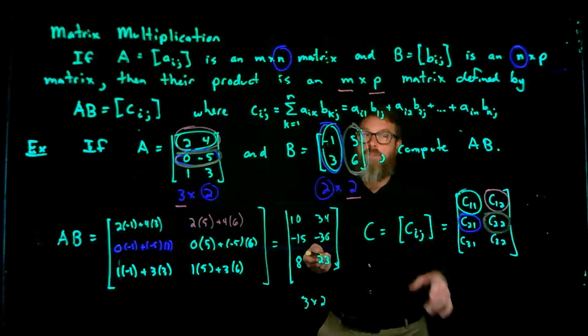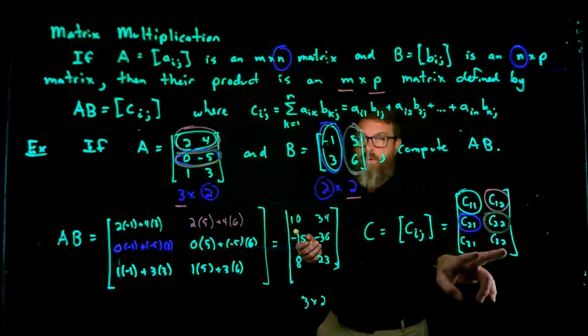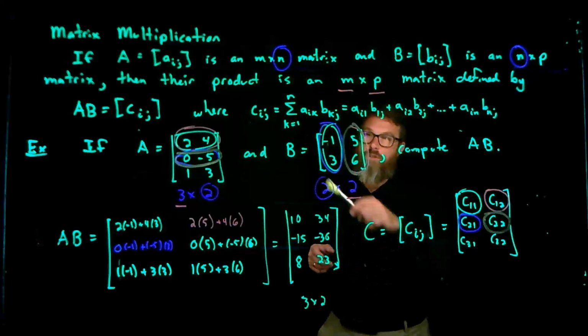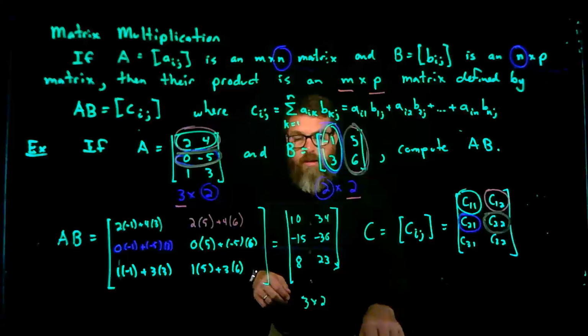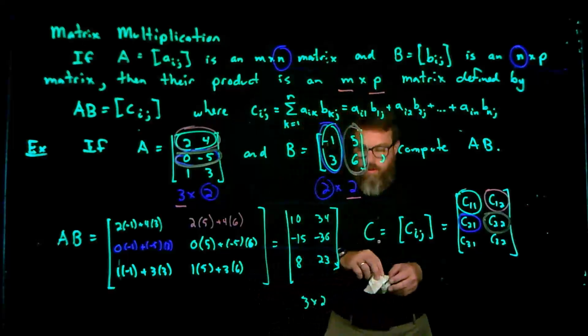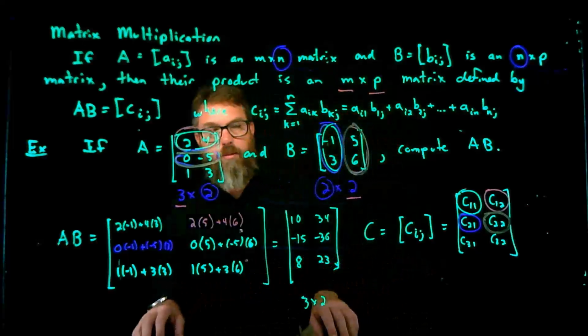And this is how it's done. Really keep track of your entries and their locations, and you'll figure out what row and what column to multiply. So maybe we'll do one larger one, and that'll do it for us.